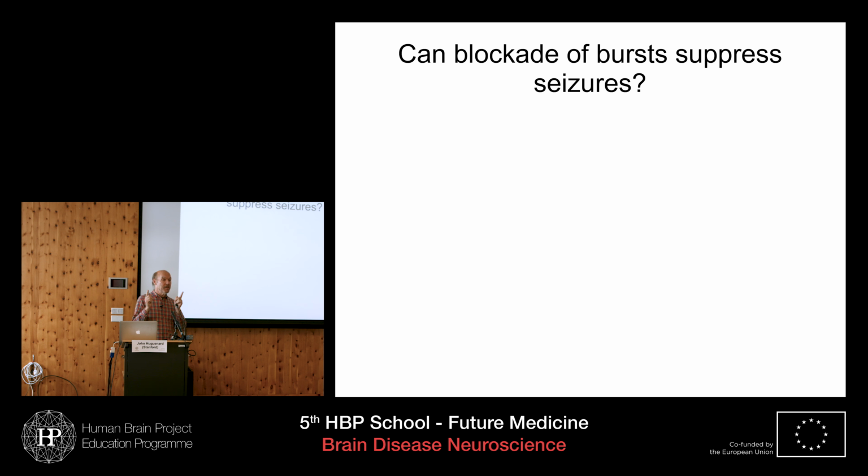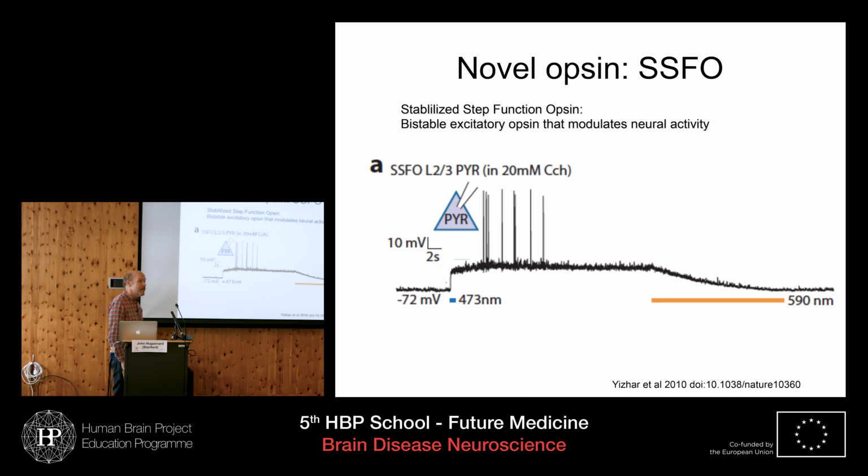If we start driving bursting in thalamic cells, can we initiate a seizure? But more relevant for therapy is, can we block the burst? Once the cells stop bursting, if we block the bursting, can we abort the seizure? And for that, we used a second generation opsin, which is called SSFO, stabilized step function opsin. And as its name indicates, it has this interesting feature that when turned on by blue light, just like channelopsins, it turns on, but it stays on.